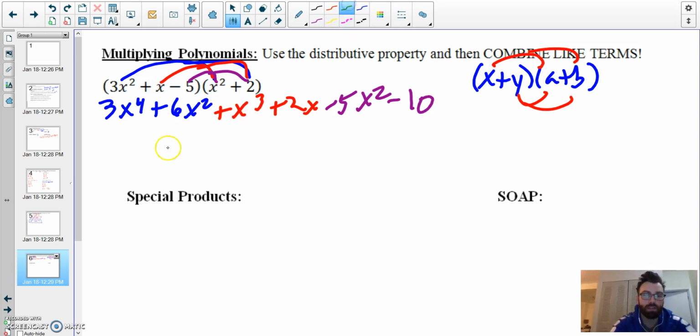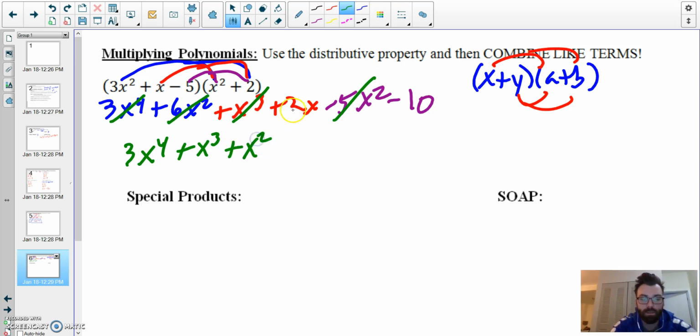And I'm going to keep everything in standard form here. So I'm going to write 3x to the 4th. Okay, that takes care of that. All right, my next highest degree term is x cubed, so plus x cubed. I have 6x squared and negative 5x squared to give me plus x squared. The positive 2x is alone, and the minus 10 comes along for the ride.